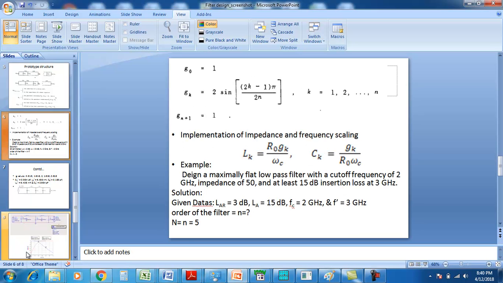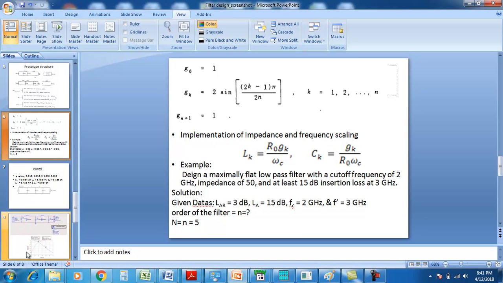These G values are calculated using a simple formula, that is Gk equal to 2 sine of (2k minus 1) pi divided by 2n. K varies from 1 to n. N is a fixed one. So K varies from 1 to n. We are getting several sine values. So from this we are getting the normalized filter element values.